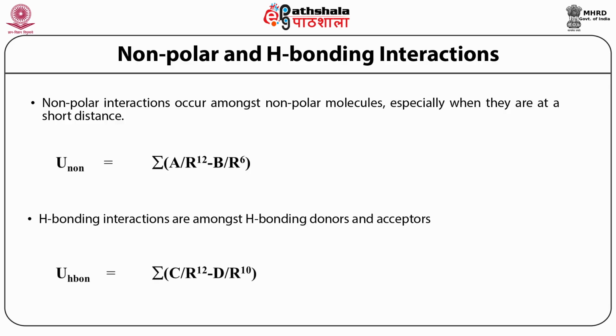It is a 10-12 term and given by the equation C upon R12 minus D upon R10, where A, B, C, D in all these equations are numerical constants. A and B are determined from polarity, and R is the distance, in this case, between the proton donors and acceptors, and in the first case between the non-bonded pairs of atoms.